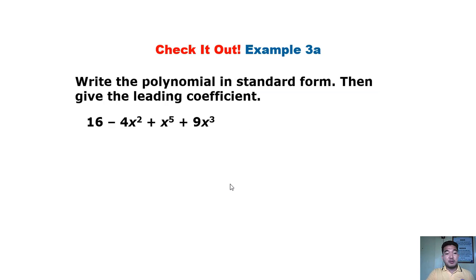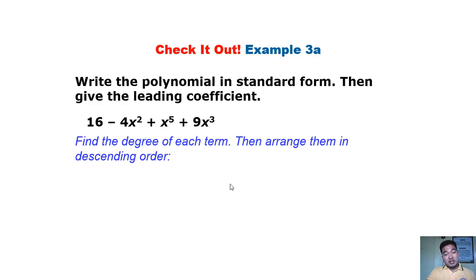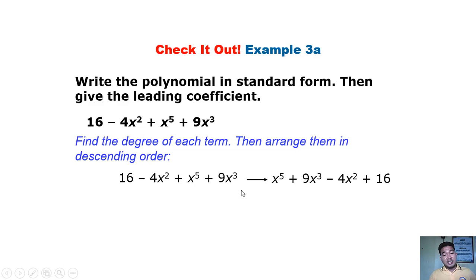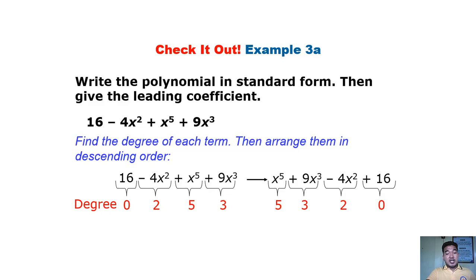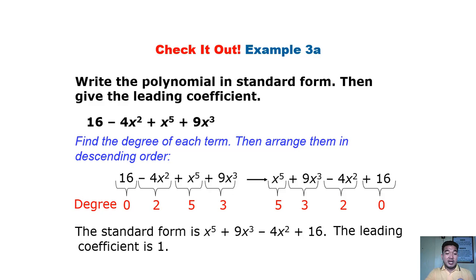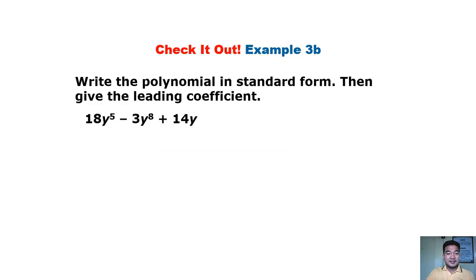Check it out. Example 3a. Write the polynomial in standard form, then give the leading coefficient. So, the same process. We find the degree of each term, then arrange them in descending order. Yan yon. So, nakita natin yung degree may pinakamataas ay x to the fifth. Sumunod si 9x cubed. Sumunod si negative 4x squared. Then, the constant term which is positive 16. So, the standard form of the polynomial is x to the fifth plus 9x cubed minus 4x squared plus 16. And the leading coefficient is 1.